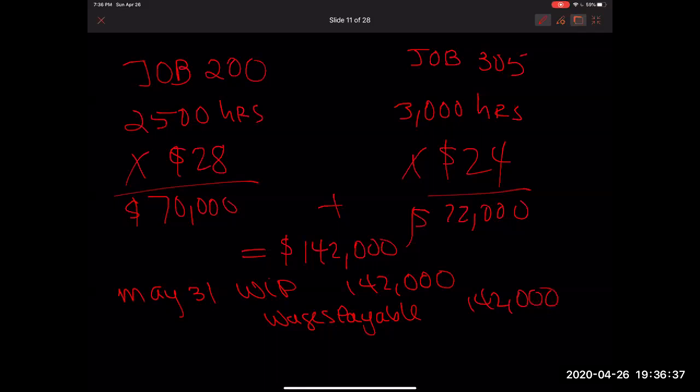Remember, I wouldn't split this up and do it like this: job number 200, work in process of 70,000, and then whatever else. If I was to look into the work in process account, I am going to see the details of all of these jobs and how much direct labor and how much direct materials is being applied to them. So there's no need to break this down unless it's an isolated problem, meaning we're probably just asking you about job number 200 without caring about job number 305. Hopefully that made sense.